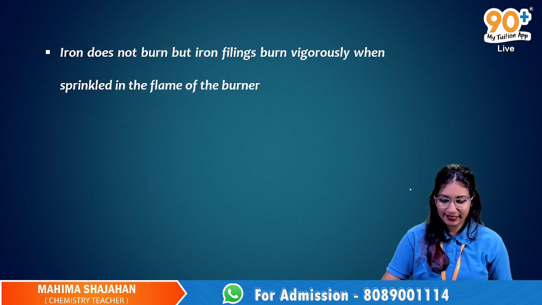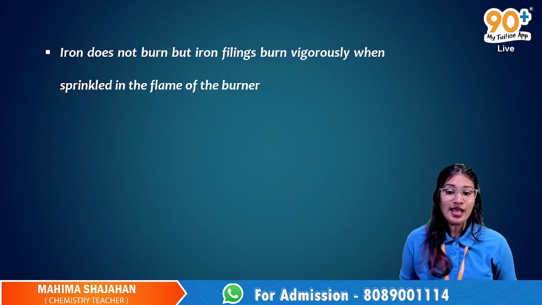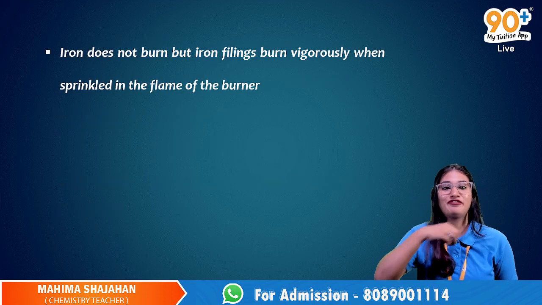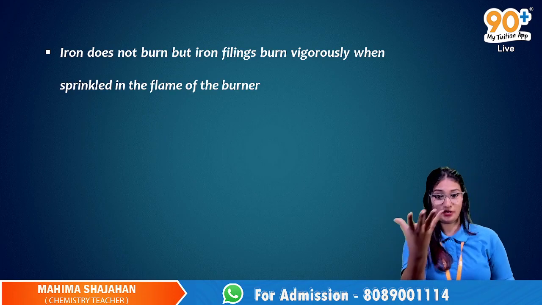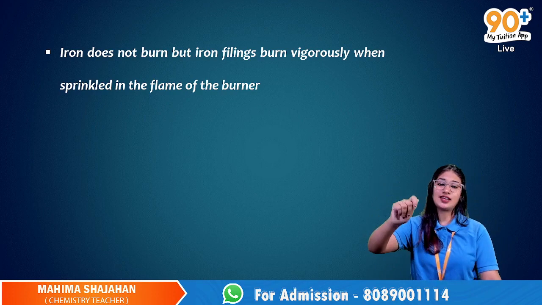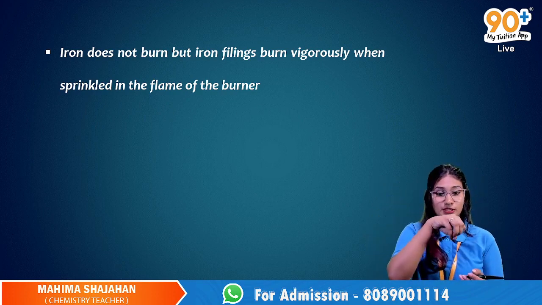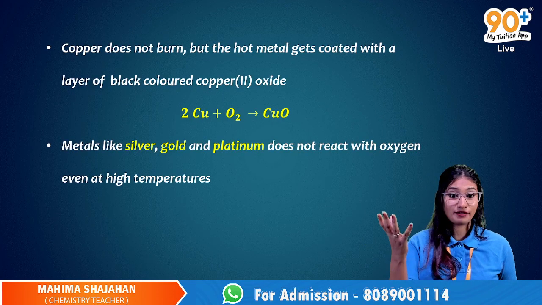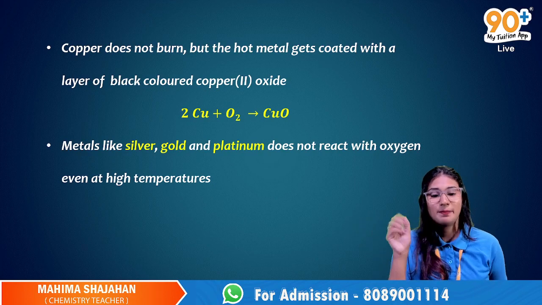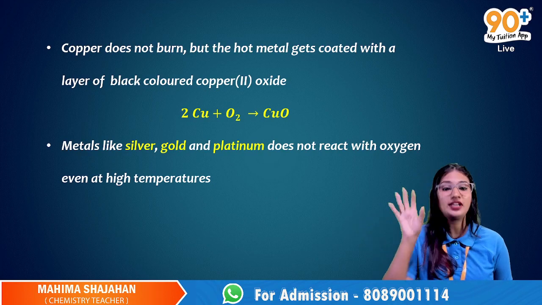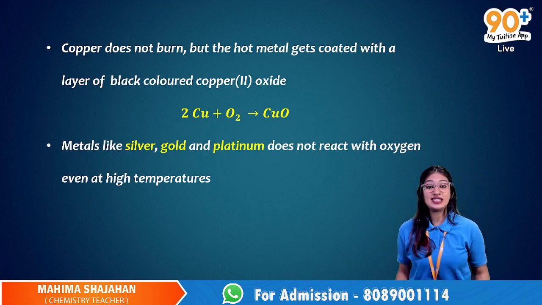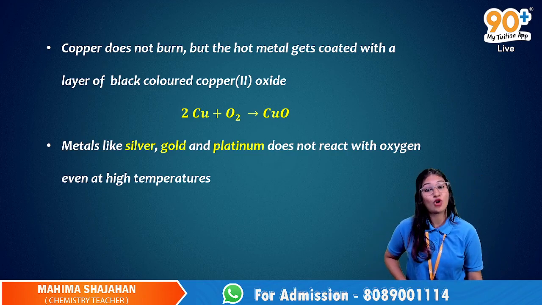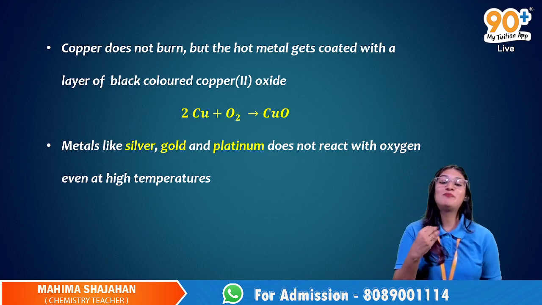Then the next set of metals, iron. Iron does not burn as a piece of metal, but if we sprinkle iron filings in the flame, they can burn vigorously. Then last we have copper. Copper burns, but when it is subjected to prolonged heating, you can see a black coating of copper oxide.